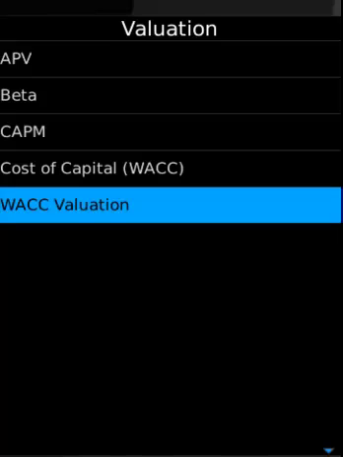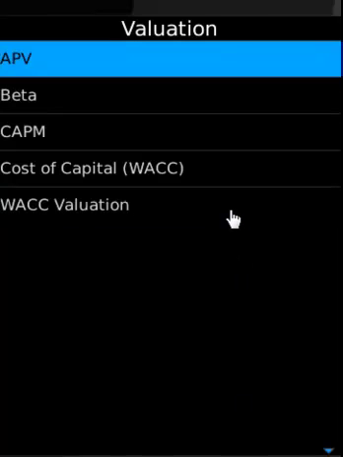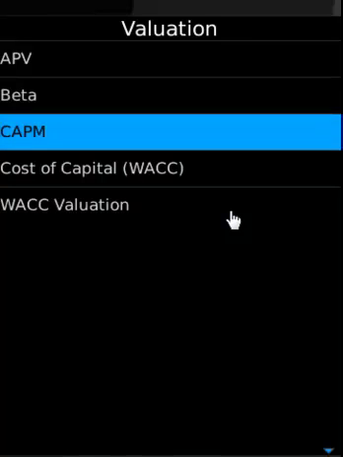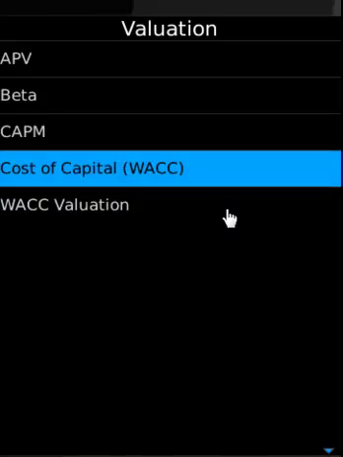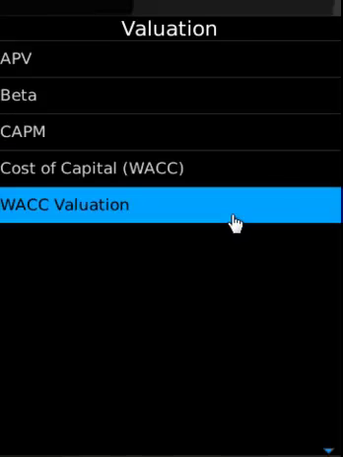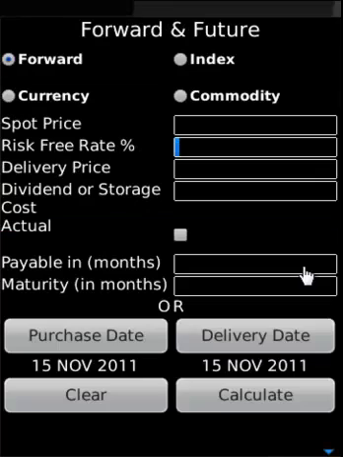Okay, with this we covered the valuation BlackBerry application. We covered APV, adjusted present value. We covered beta, unlevering, re-levering beta, CAPM, then WACC for cost of capital, and WACC for valuation. Thank you.